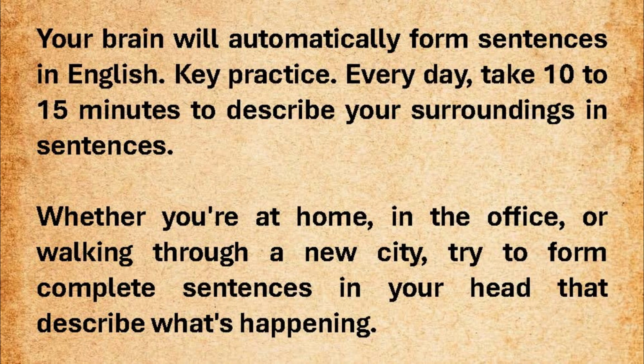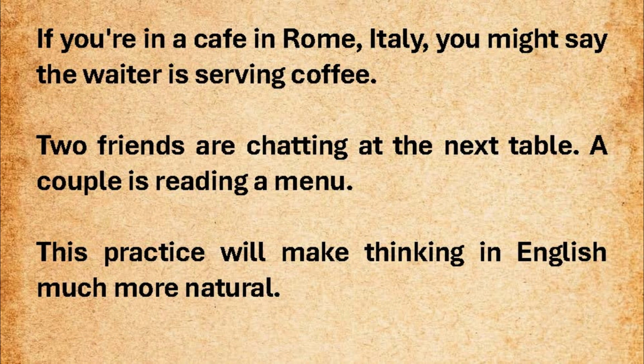Key practice. Every day, take 10 to 15 minutes to describe your surroundings in sentences. Whether you're at home, in the office, or walking through a new city, try to form complete sentences in your head that describe what's happening. If you're in a cafe in Rome, Italy, you might say the waiter is serving coffee. Two friends are chatting at the next table. A couple is reading a menu. This practice will make thinking in English much more natural.